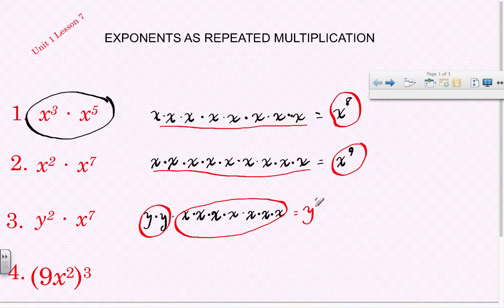So here's something wild. There was nothing more we could do with this problem. There was no multiplying to do here. It's still y squared times x to the seventh. And that's because we can tell the difference between y's and x's.